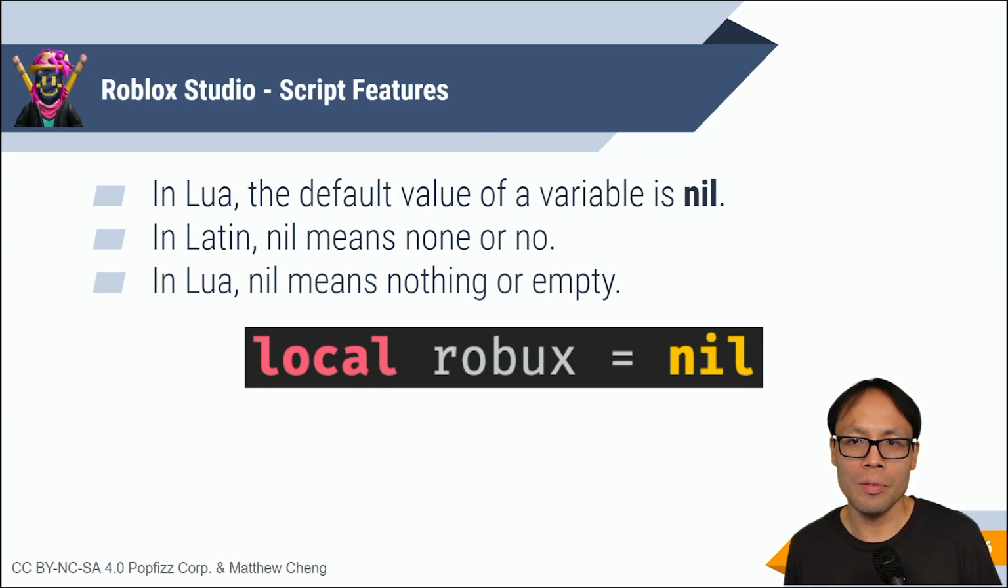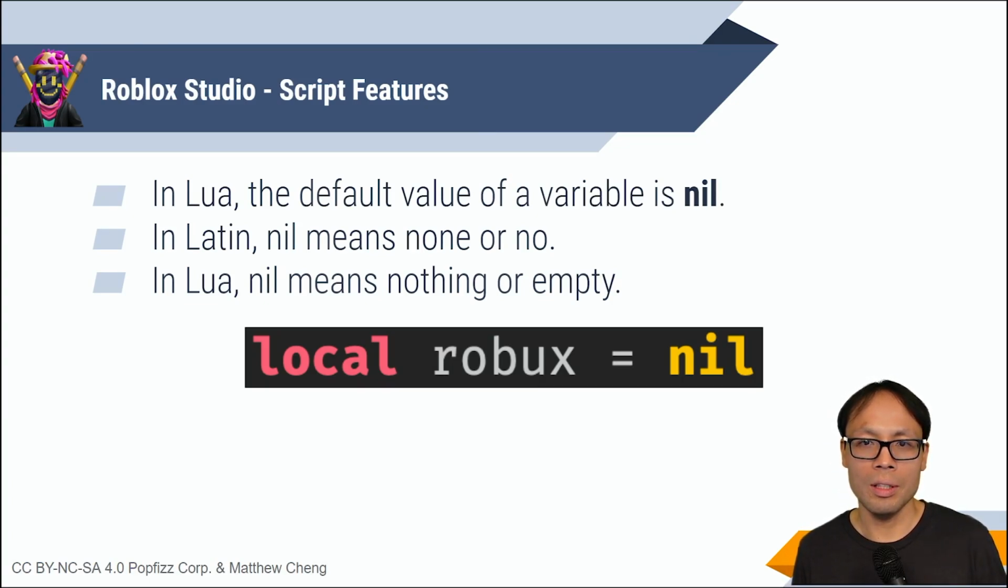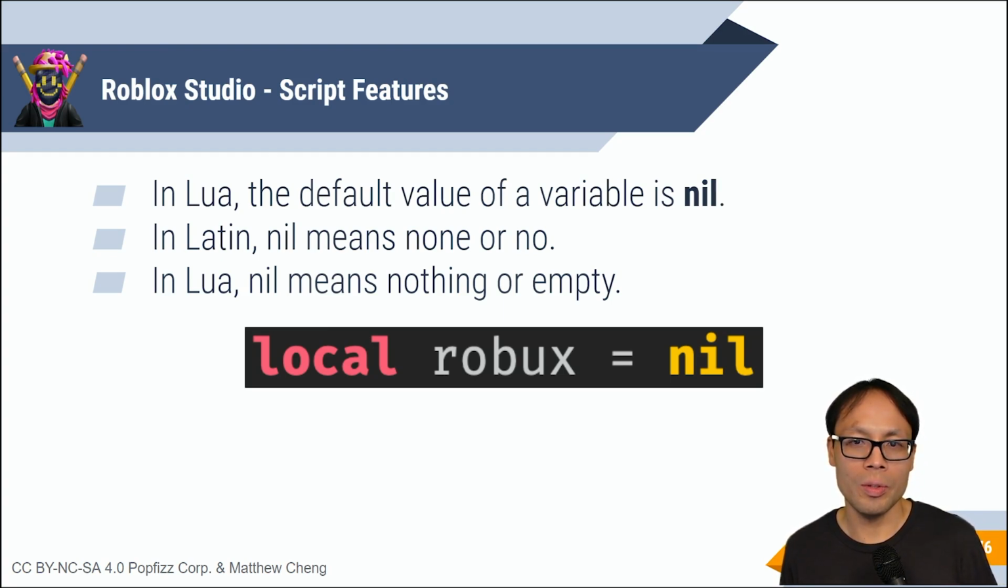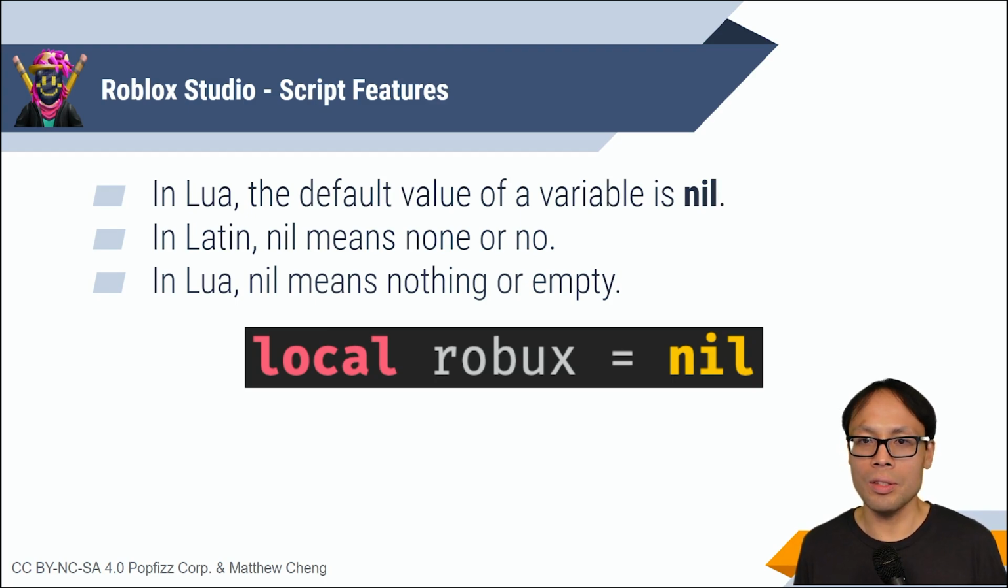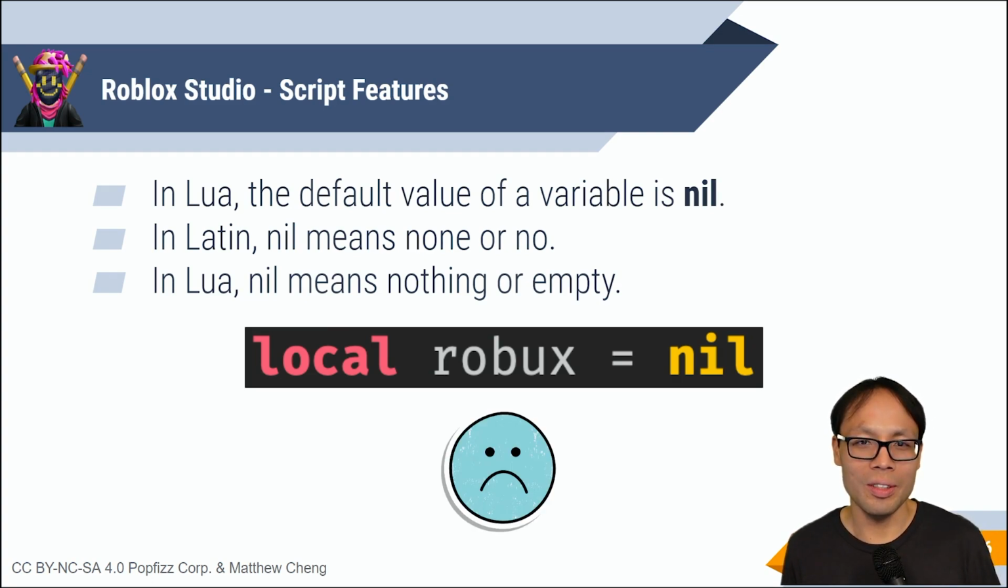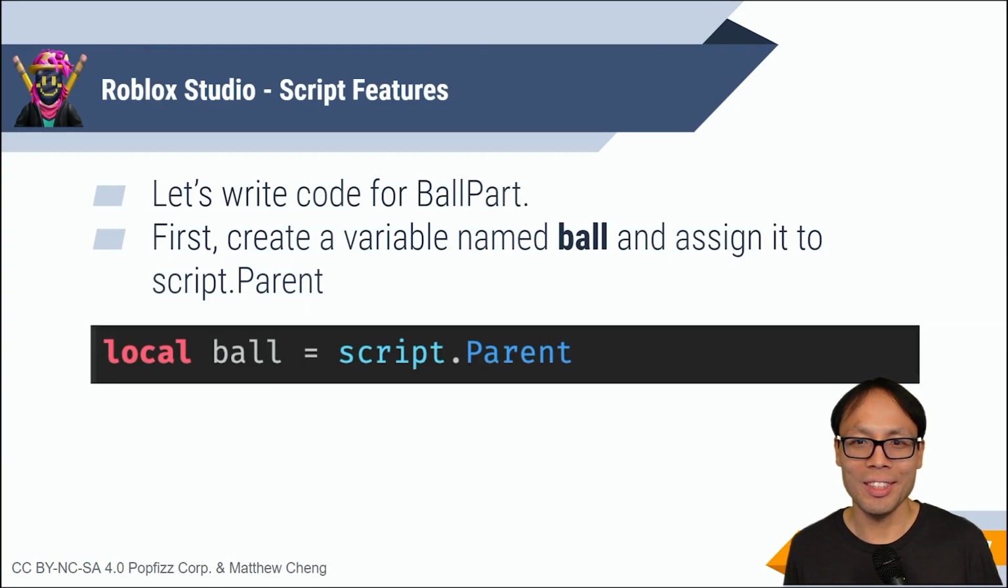Now in Lua, the default value of a variable is nil. In Latin, nil means none or no. So in Lua, what nil means is that it's just empty or there's nothing inside. So for example, let's say I have local Robux and I assign that the value of nil. I currently have no Robux.